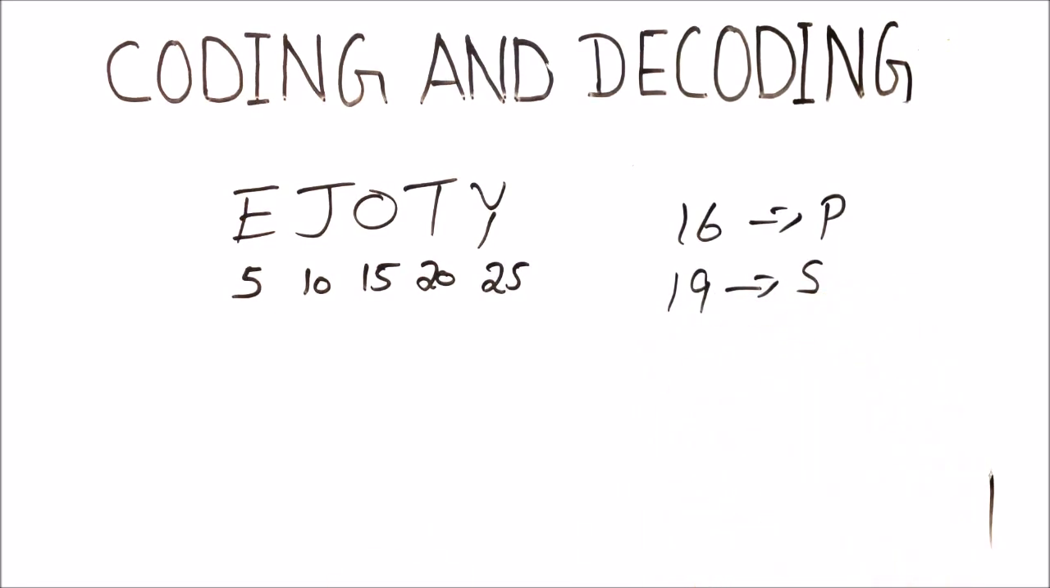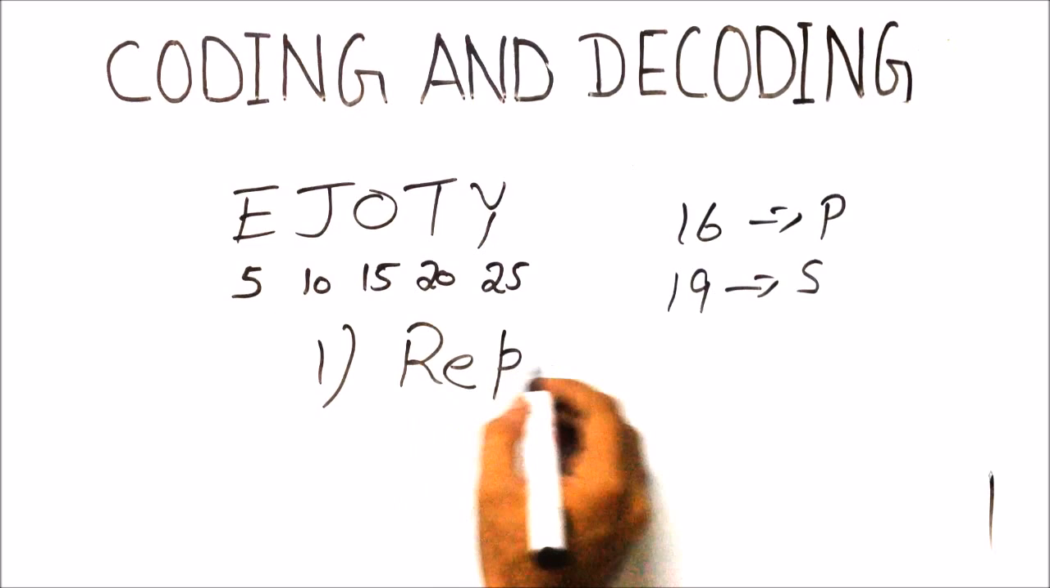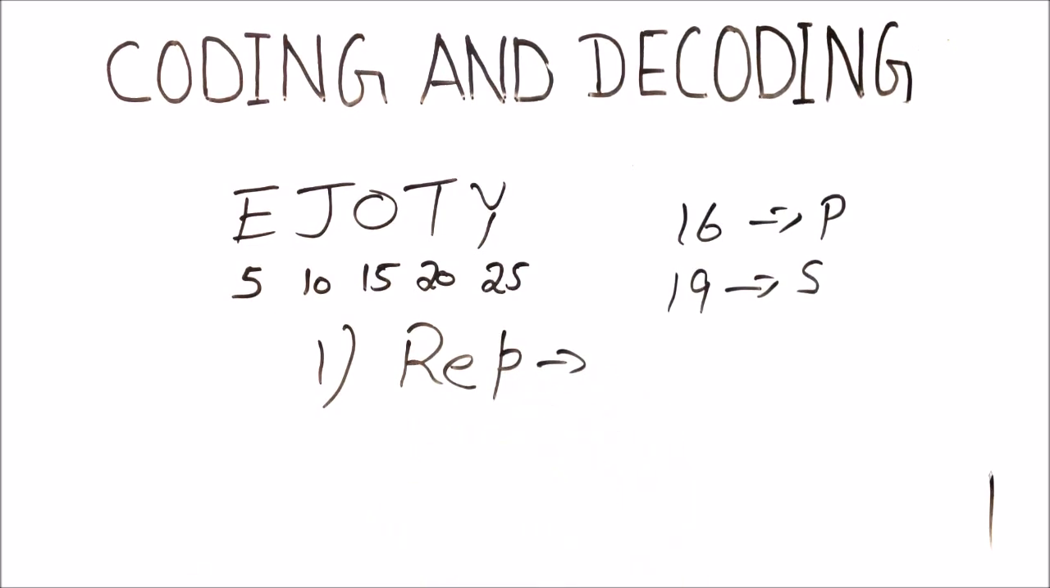Through this, we need to understand 4 basic patterns of coding and decoding, which will be useful for your SSC and PO exams. So the first pattern that I am going to tell you is the repetition pattern. Now in the repetition pattern, we get the same alphabets for the same words.